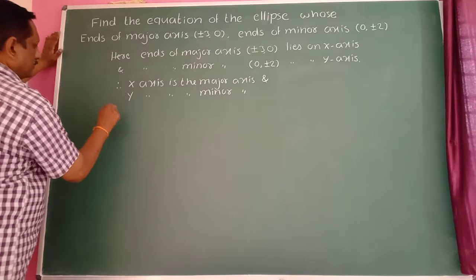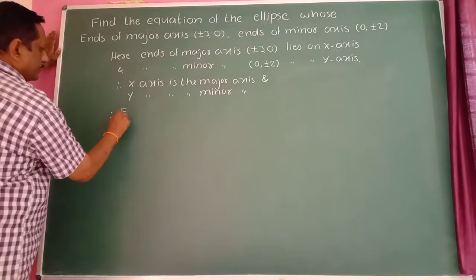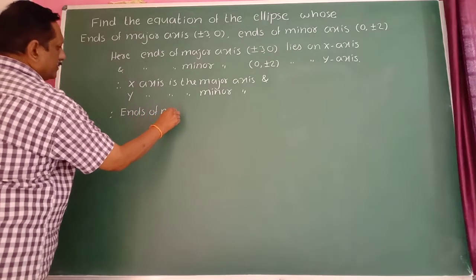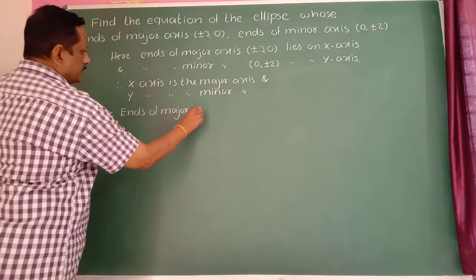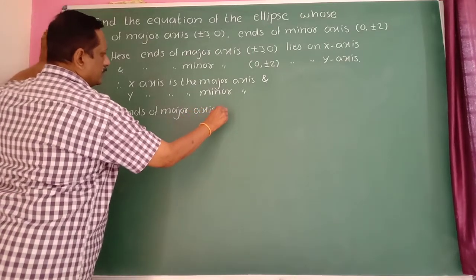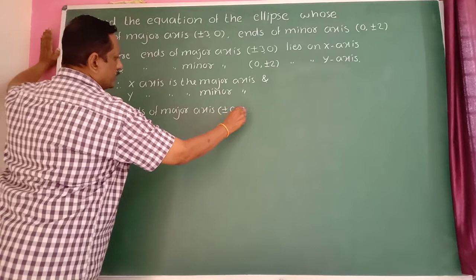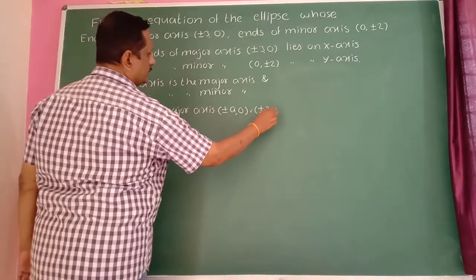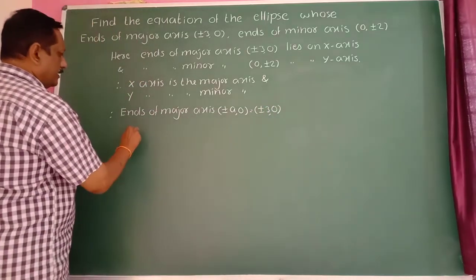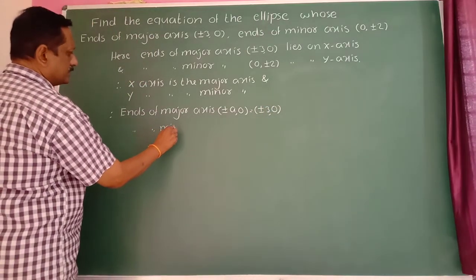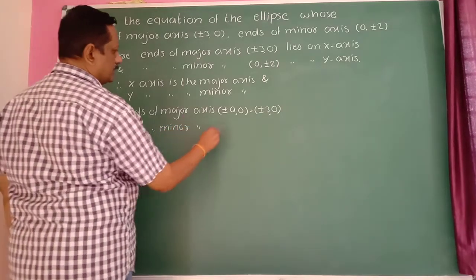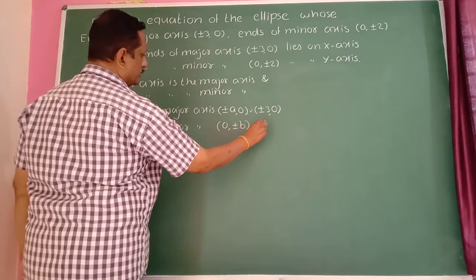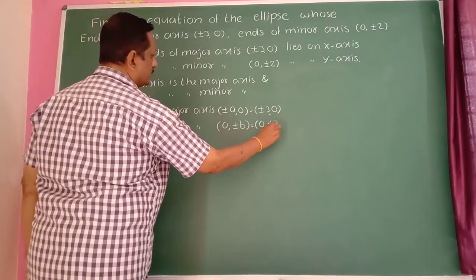Therefore, ends of the major axis here, plus or minus a, 0 is equal to plus or minus 3, 0, and ends of the minor axis, 0 plus or minus b, is equal to 0 plus or minus 2.